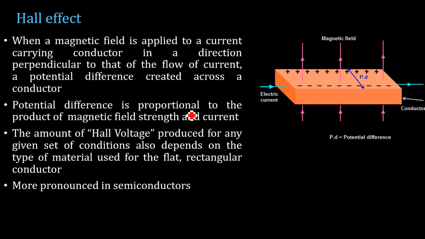The potential difference that is produced is proportional to the product of the magnetic field strength and the current that is flowing. The Hall voltage also depends on the nature of the conductor, its thickness, length, shape, etc. For a normal conductor, this effect may not be that prominent, and it is more pronounced in semiconductors like germanium, gallium arsenide, etc. Such materials can explain the Hall effect in a better manner.